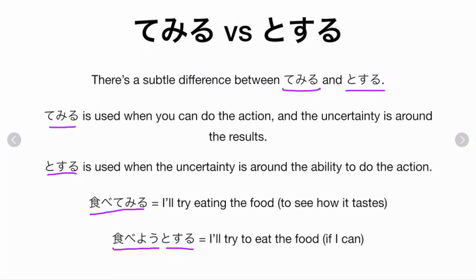Versus tabete miru would be, here I've cooked something, a dish for you. Tell me how it is. Then you say tabete miru. Well, let me eat it and tell you.